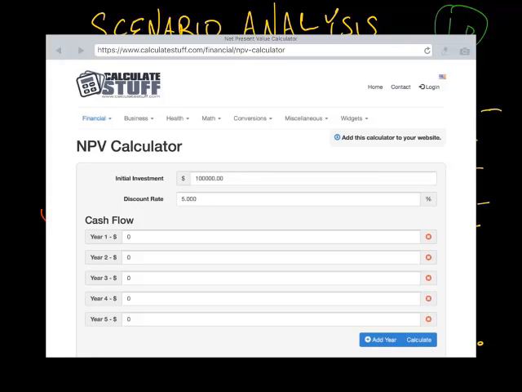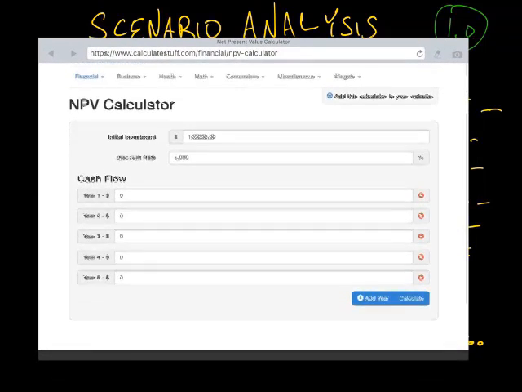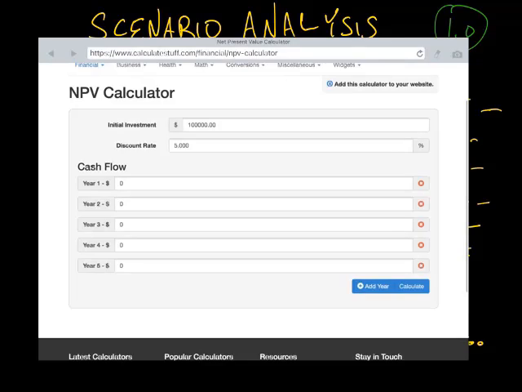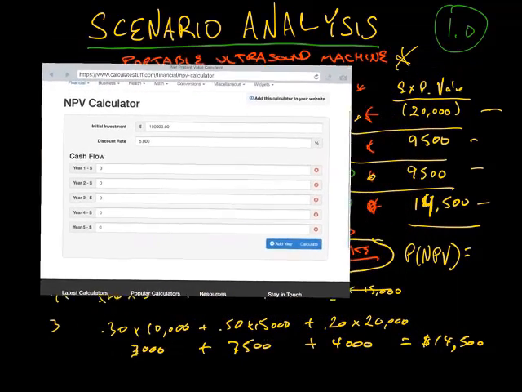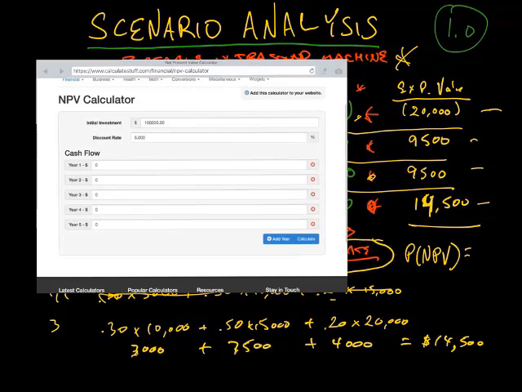All right, I've brought up our net present value calculator from calculatedstuff.com, the financial NPV calculator. You guys should know this. We've already talked about this website. I'm not going to give you the URL again. Let me shrink this down just a little bit, so we can see these numbers here, hopefully side by side. And let's see if we can enter in this information.